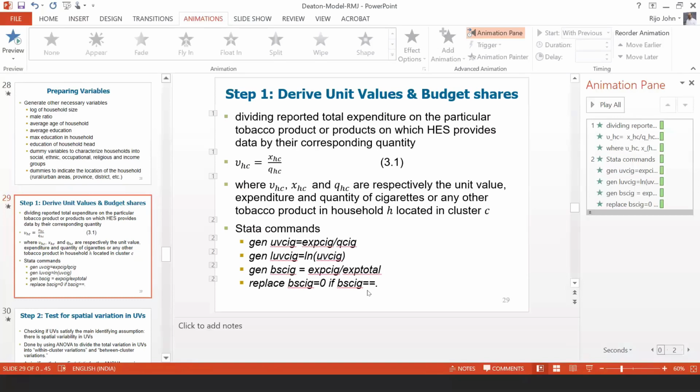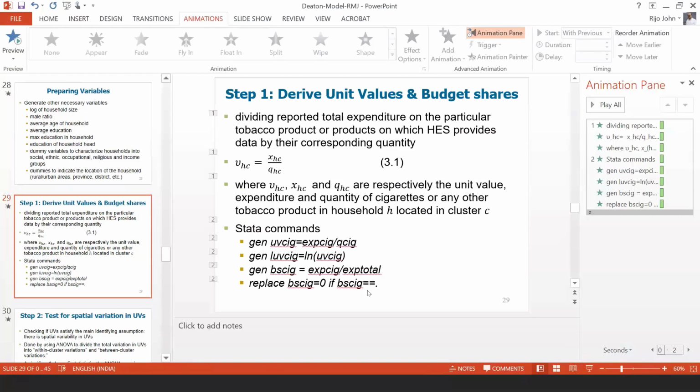And the Stata commands are very basic. Generate uv_sig equals exp_sig divided by q_sig, where exp_sig and q_sig are the variable names for expenditure on cigarettes and quantity of cigarettes that we already have. And then we generate the logarithm of that unit value: luv_sig equals ln of uv_sig. And we also create a budget share variable for cigarettes as expenditure on cigarettes divided by total expenditure.